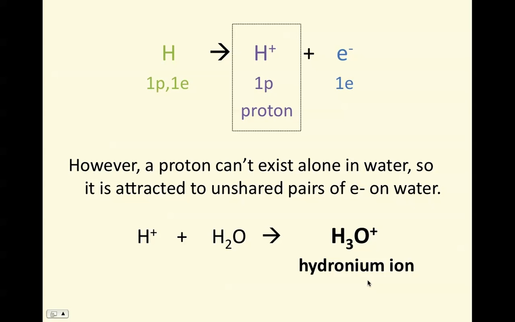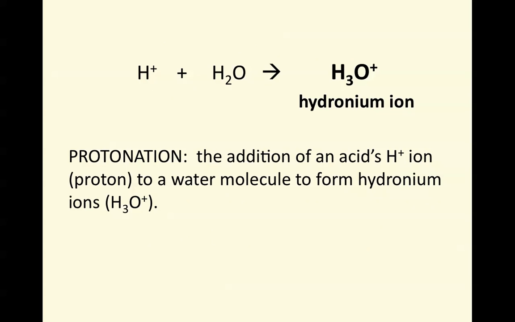So a lot of times we're going to interchangeably use the hydrogen ion and hydronium ion. They both are going to give a substance its acidic properties. This is specifically called protonation. It's an addition of an acid's hydrogen ion, proton, to a water molecule to form a hydronium ion.